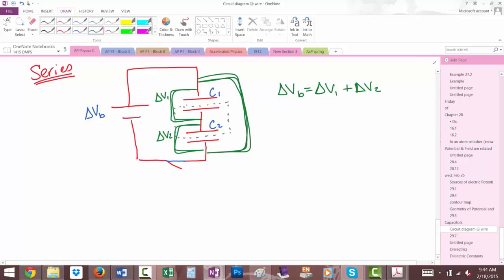Now, thinking about charges. What's the net charge inside this gray box again? Zero. So any negative charge that collects up here will have the same positive charge that collects right there. Does that make sense? And any positive charge that collects here is going to cause the same negative charge to collect here. Does that make sense?